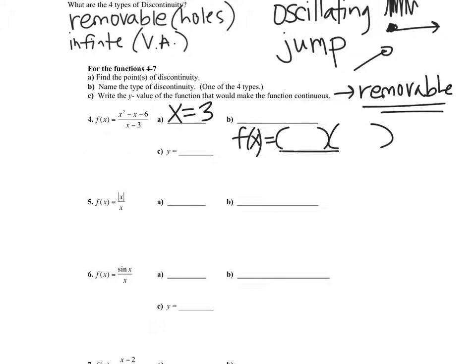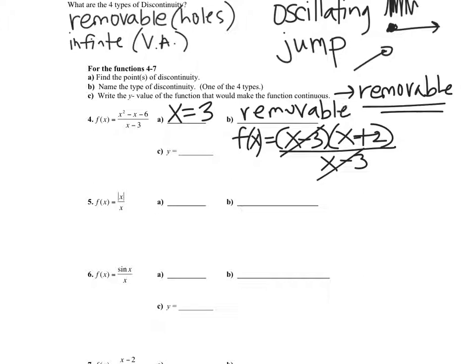Okay, we can do it both ways so that you can see both. I would factor the numerator. The numerator factors as (x - 3)(x + 2), and we see that we can remove the x - 3. So it is a removable discontinuity. And then part C is: write the y value that would make it continuous.